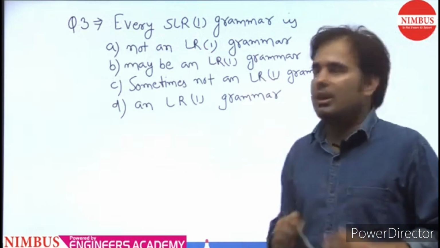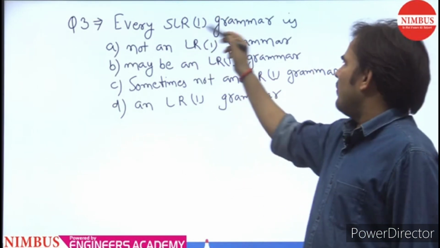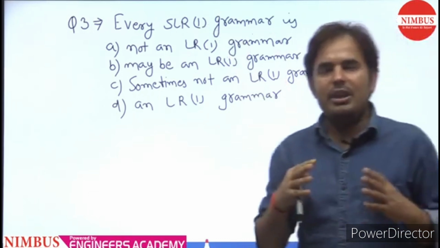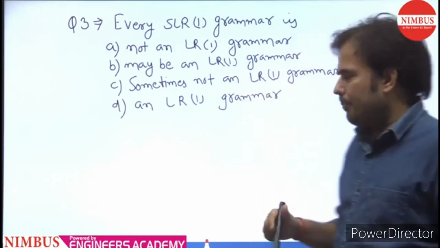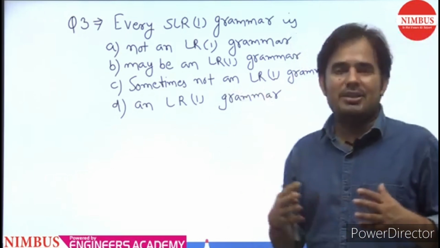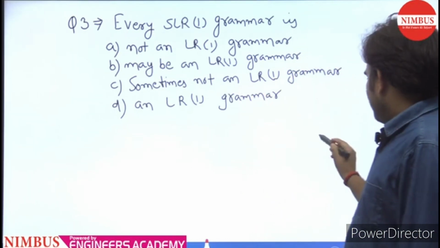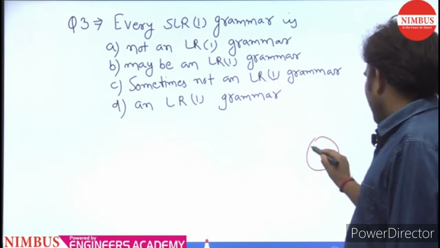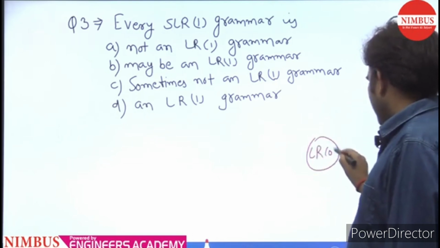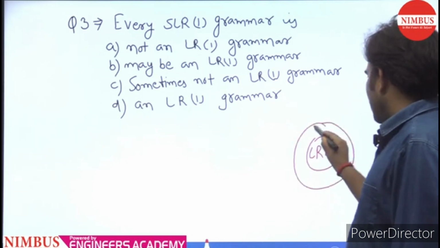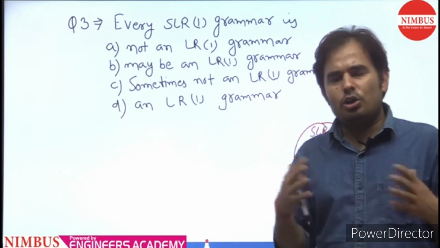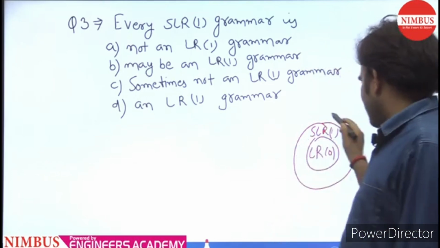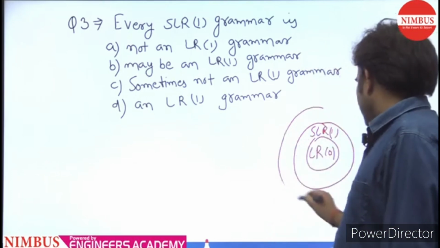This is question number 3. Every SLR1 grammar is... so we have the relationship between all the bottom up parsers. Here we have LR0. After that we have SLR1. We have the relationship between all top down and bottom up parsers. So this is a very important diagram.